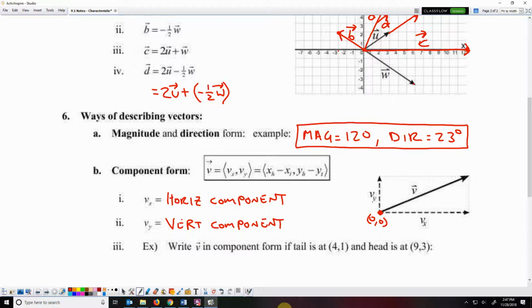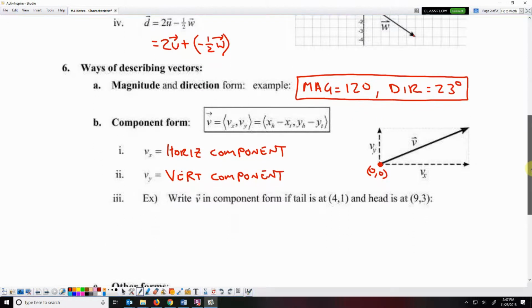Okay, so to get component form, the x and the y, we're going to subtract, so this is kind of like doing distance formula. Whatever this set of coordinates is, whatever this set of coordinates is. Let's pretend that's not the origin. So that is now going to be 4, 1.